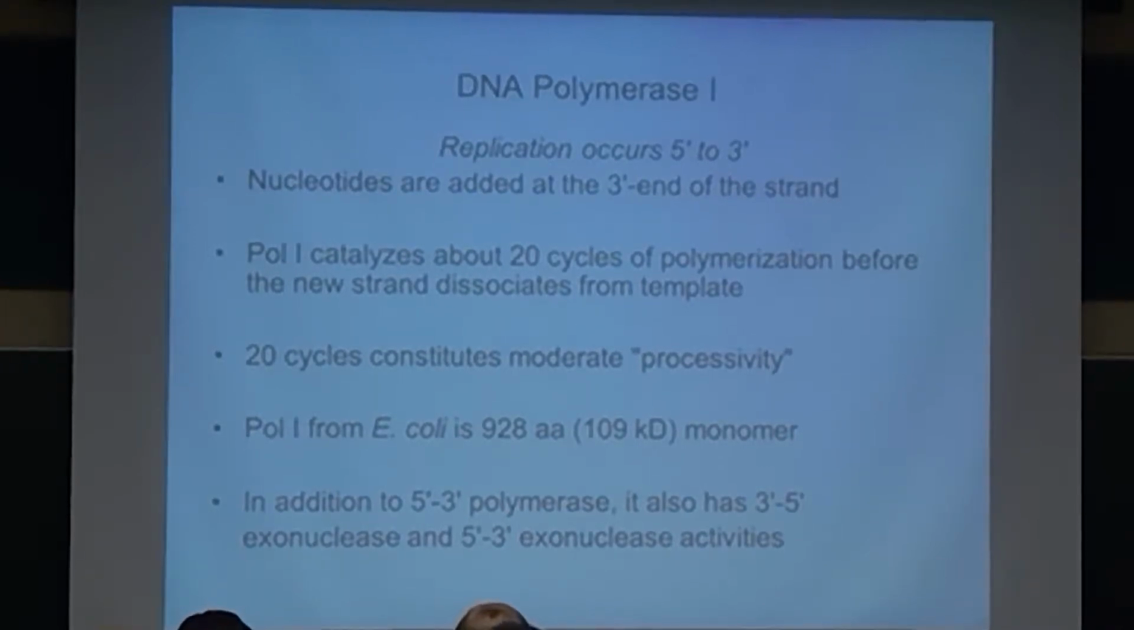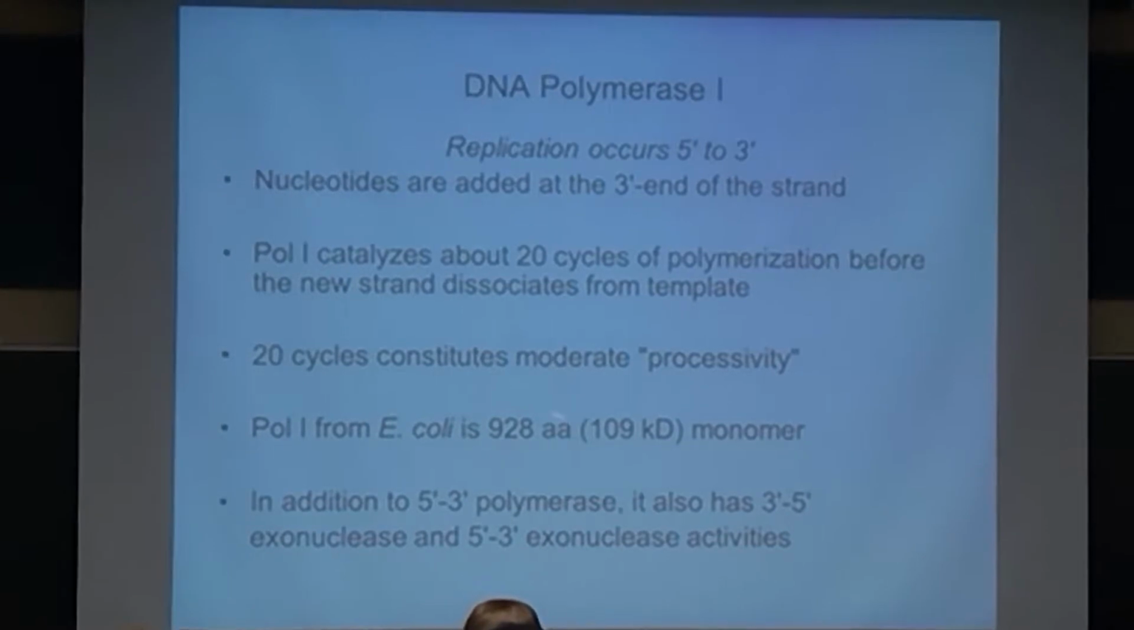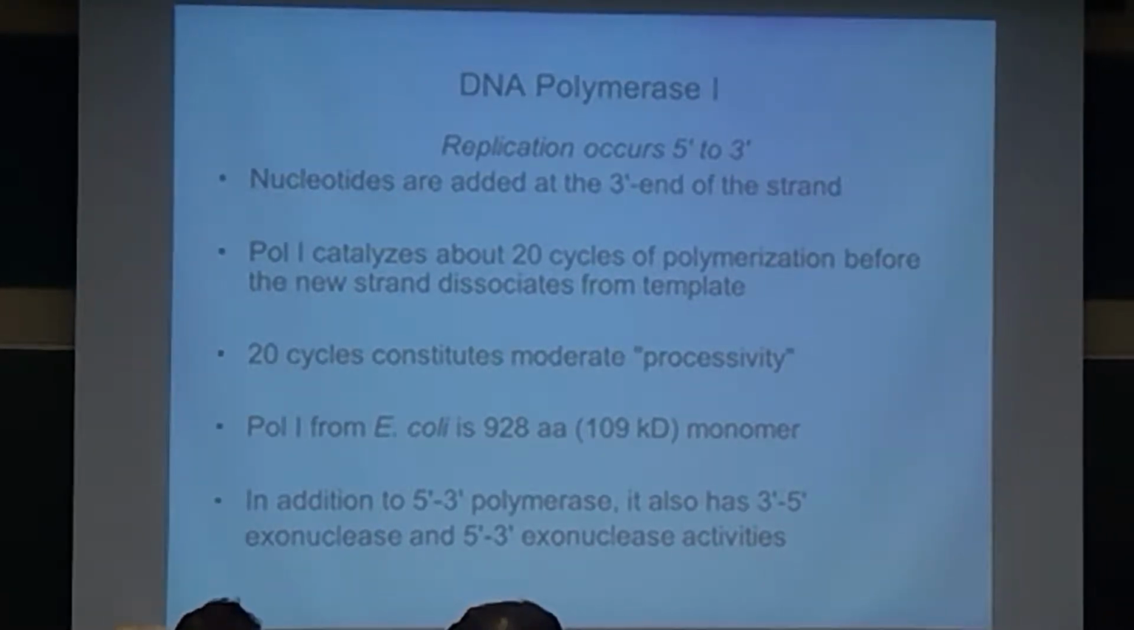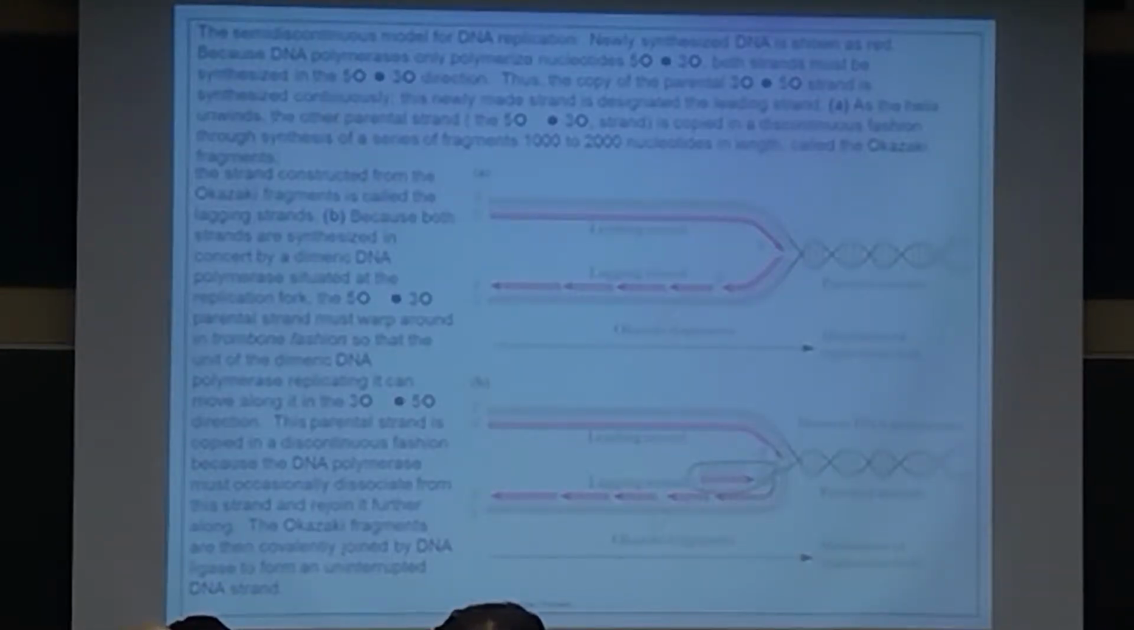About 20 cycles for Pol 1. Pol 1 is about 928 amino acids long, and we already saw last class that if you cleave it, you separate the N-terminal fragment from the C-terminus, which has the polymerase activity and proofreading activity, and is called the Klenow fragment of DNA polymerase. Correct? We discussed that. Now, lagging strand, leading strand: synthesis is continuous.